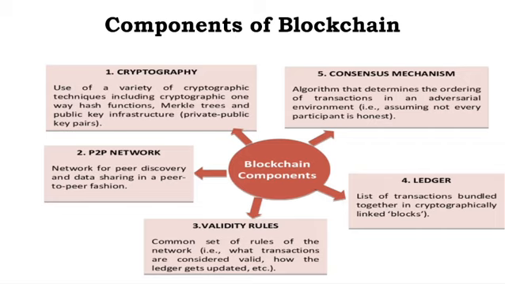First one, cryptography should be there, right? It uses a variety of cryptographic techniques, including hash functions, one-way hash functions, and Merkle trees, and public key infrastructure like private-public key pairs. These cryptographic techniques, like hash functions and Merkle trees, should be adopted in the blockchain in order to establish and validate transactions.